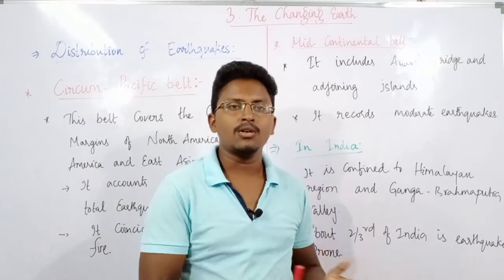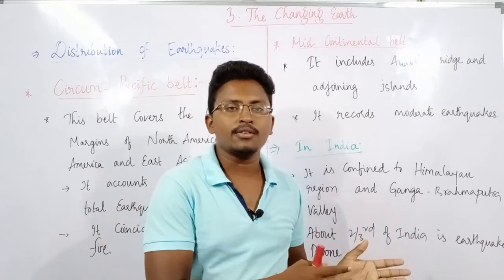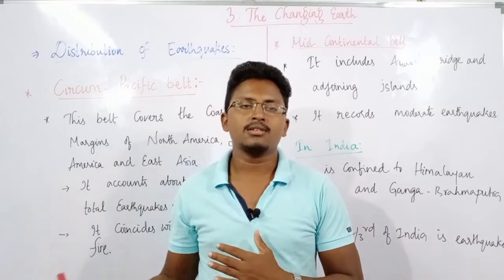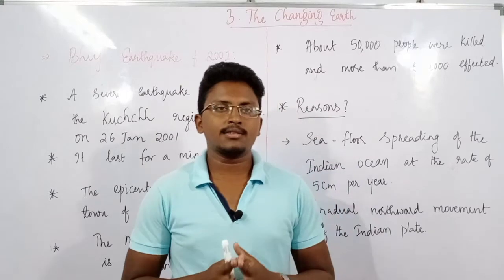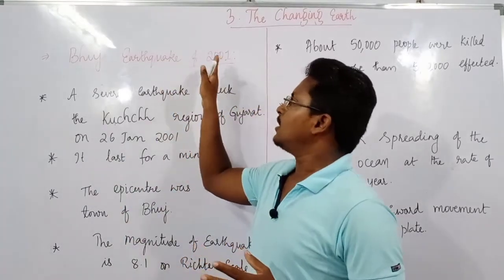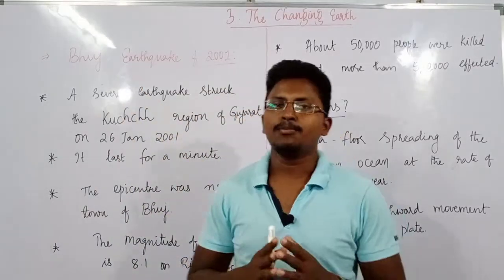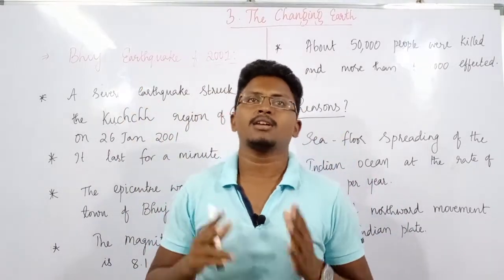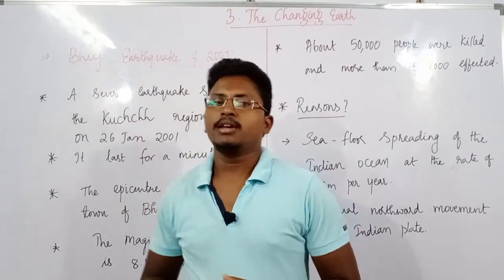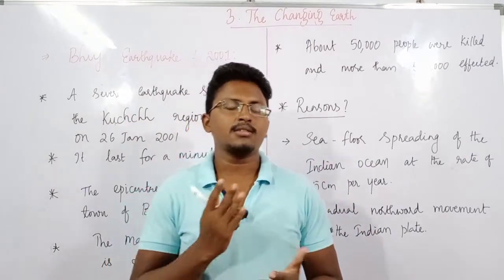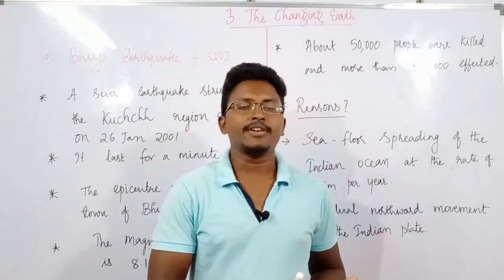What is the magnitude? How many people died? What is the effect of this earthquake? Now we will discuss this earthquake. Let us discuss this Bhuj earthquake of 2001, which occurred in Gujarat. The epicenter of the earthquake was in Bhuj. So now let us discuss when it occurred and what the effects of this earthquake were.